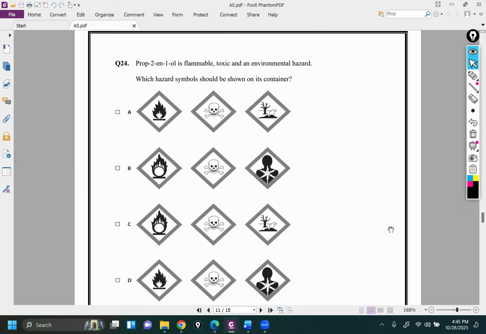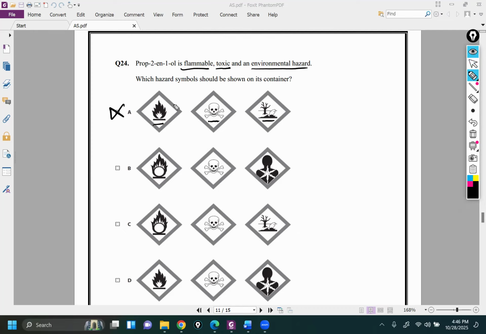Question 24: Propene-2-in-1-ol is flammable, toxic, and an environmental hazard. Which hazard symbols should be shown on its containers? So this is very clear: this is flammable, this is toxic, and this is environmental hazard. So the correct option is option A.